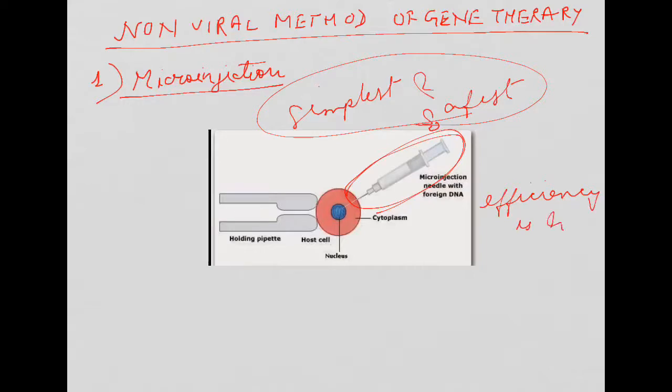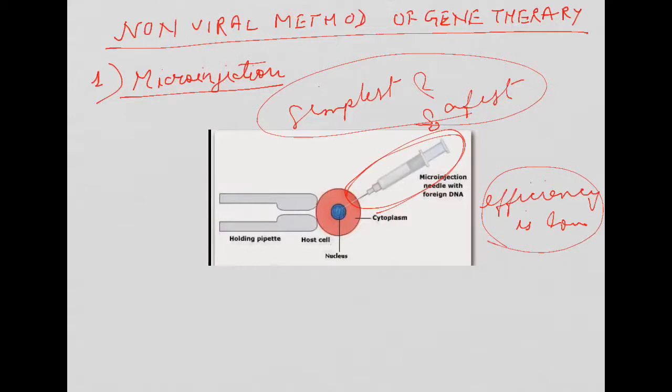because there is a high chance of the gene getting degraded by nuclease enzyme, and it might be cleared by the mononuclear phagocytic system. There are huge chances of degradation. So the efficiency of this method is low, you can see.